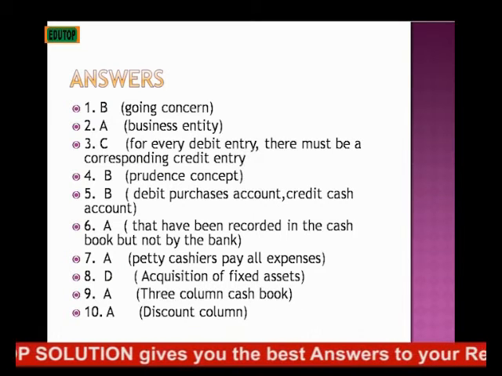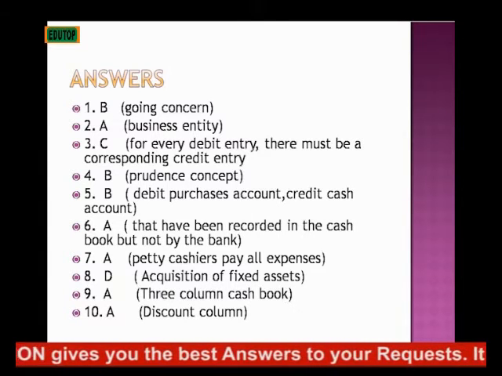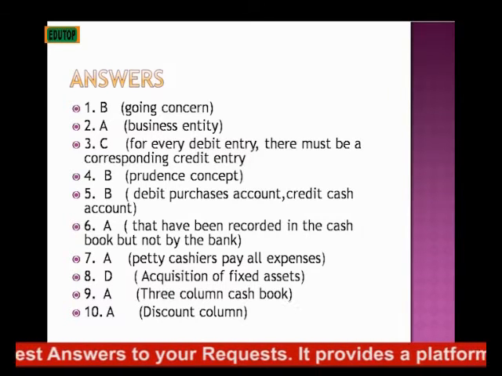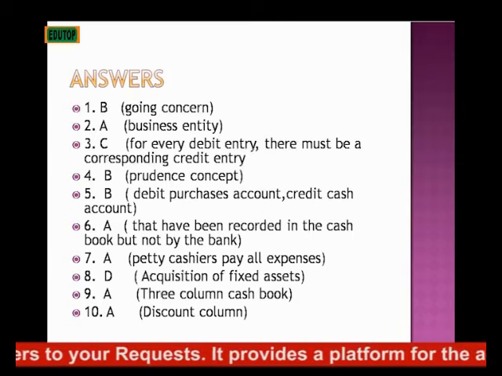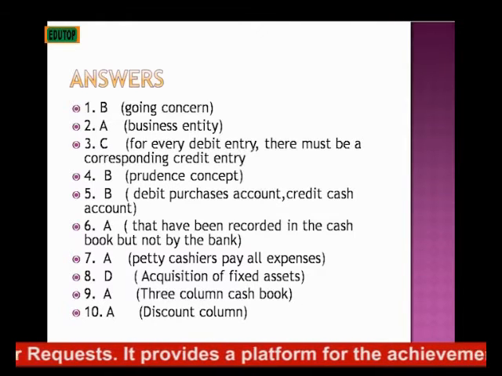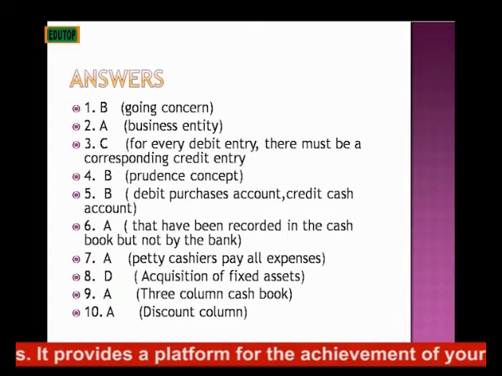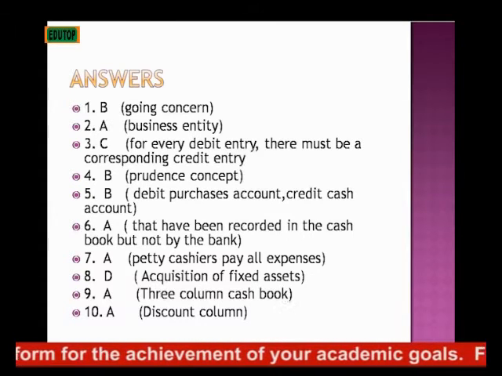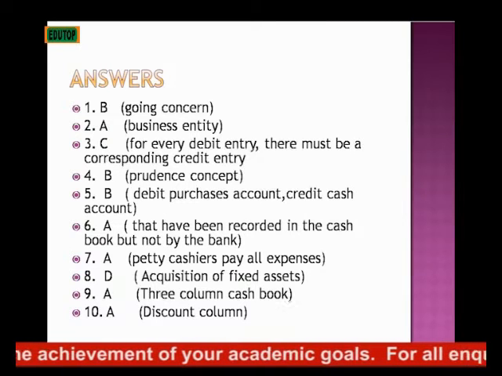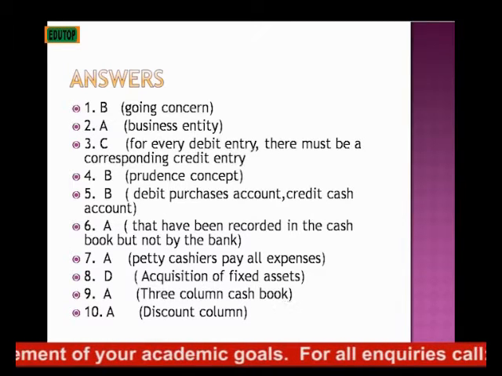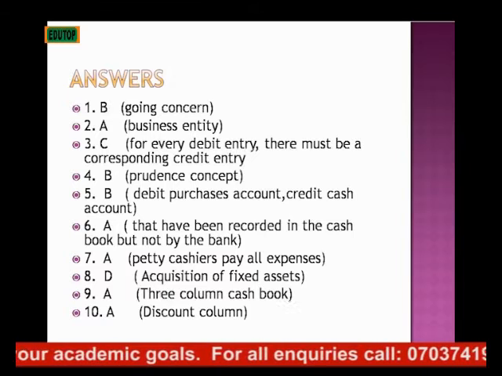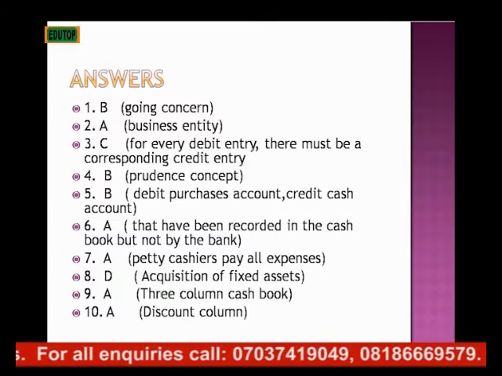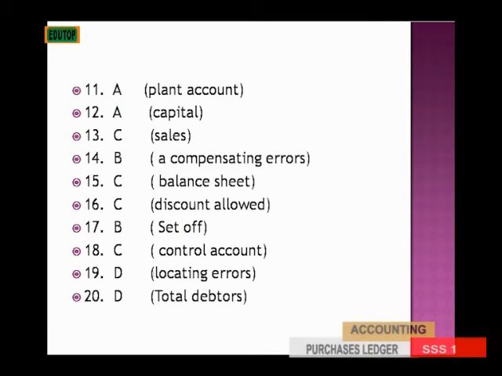Then 10 is the discount column. He said, what distinguishes the 2 column and 3 column cash book is, you know, they both have a cash column, and they also have a bank column, and they have ledger folio columns on their side. So what distinguishes them is the discount column, because the 2 column does not have a discount column, while the 3 column has a discount column.